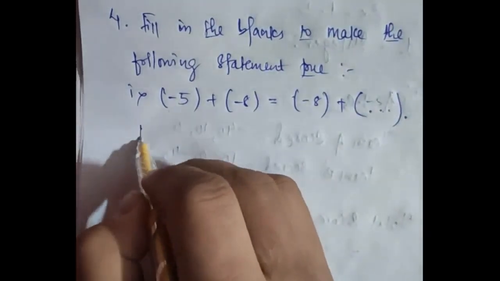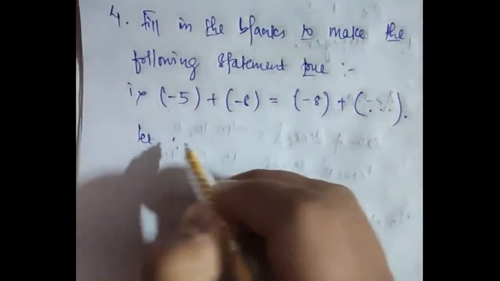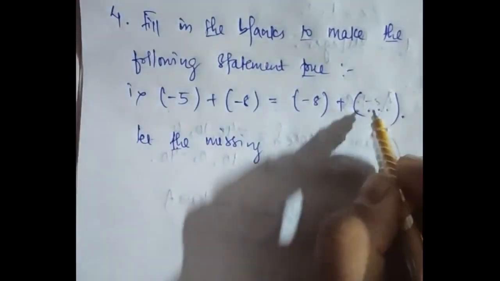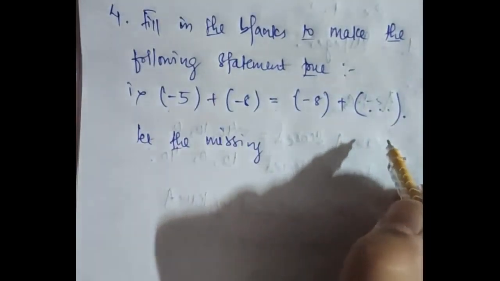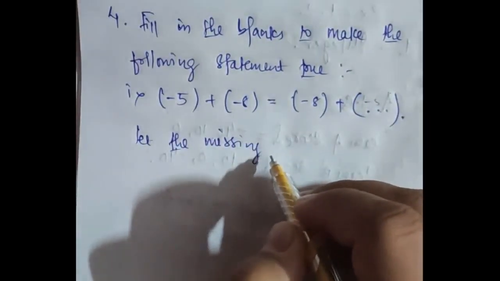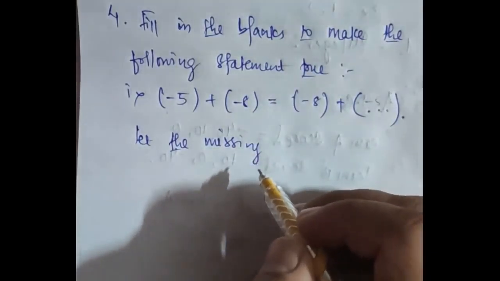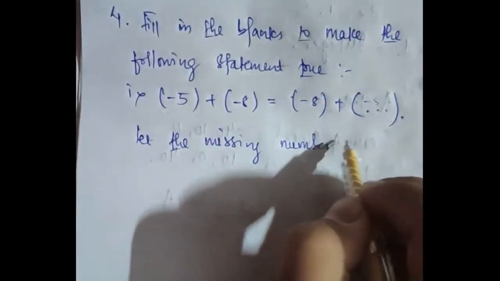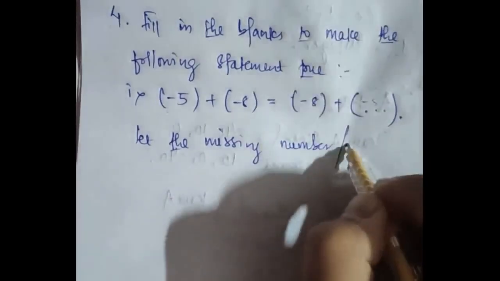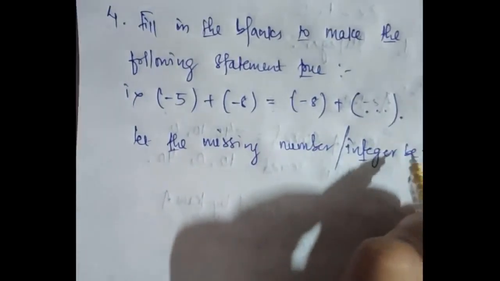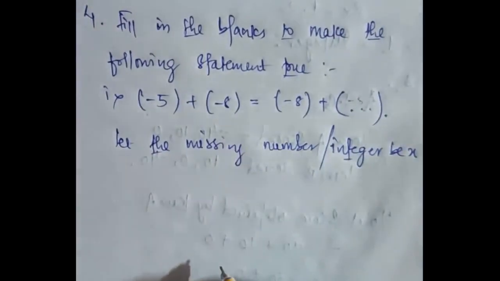So what we will write is, let the missing number be something we don't know yet. We will solve it, we will find that number. Of course we have to find it. Let the missing number, or integer, it is better if you put, be x. Let this missing number or integer be x.